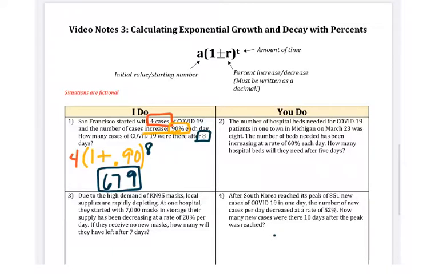Go ahead and try the same idea with number 2. Find your starting number. It says it's increasing at a rate of 60%. How many hospital beds would they need after 5 days? Go ahead and try number 2.